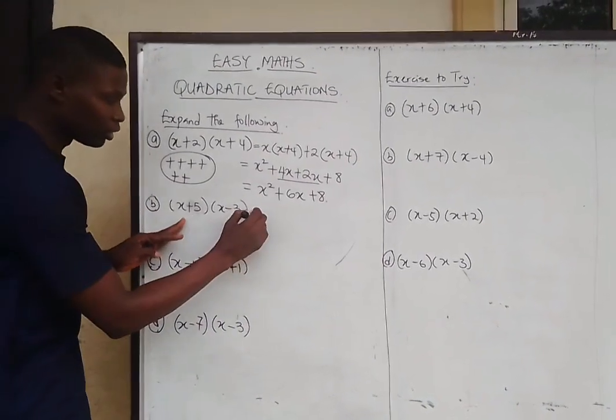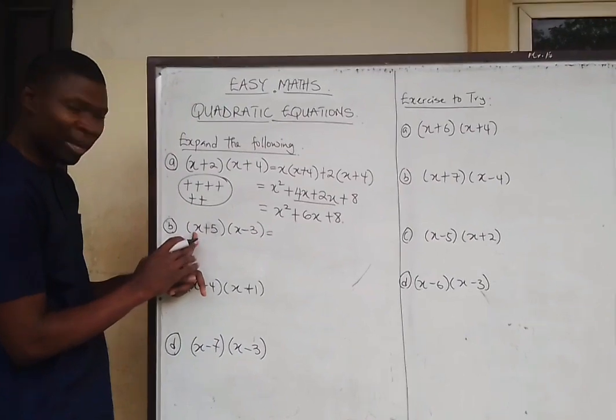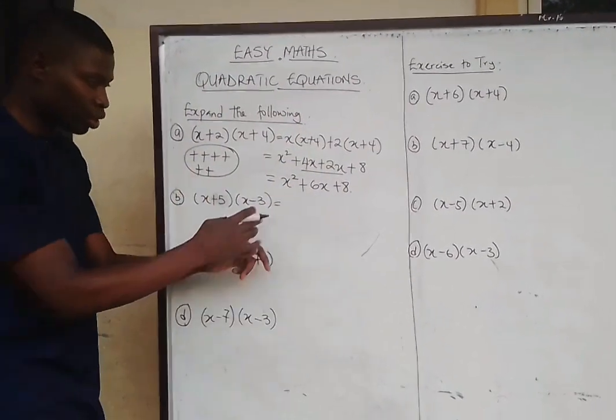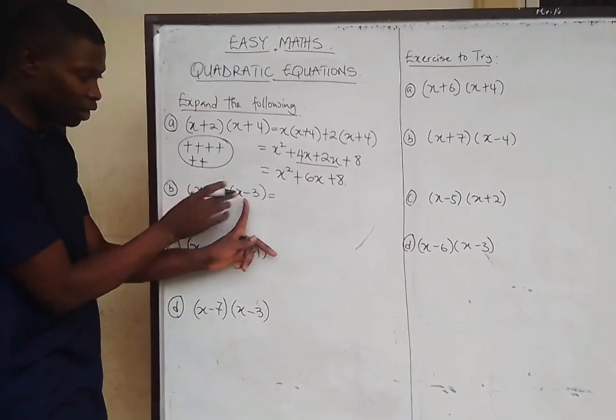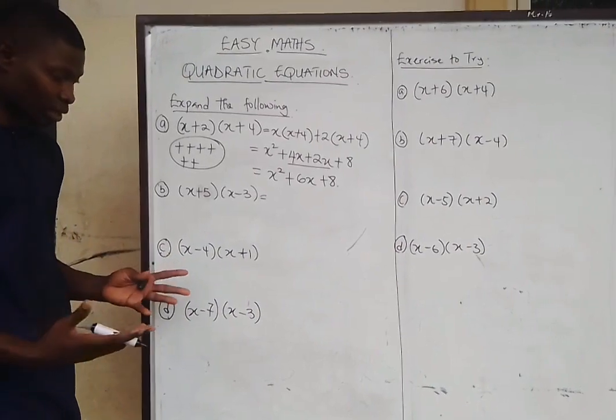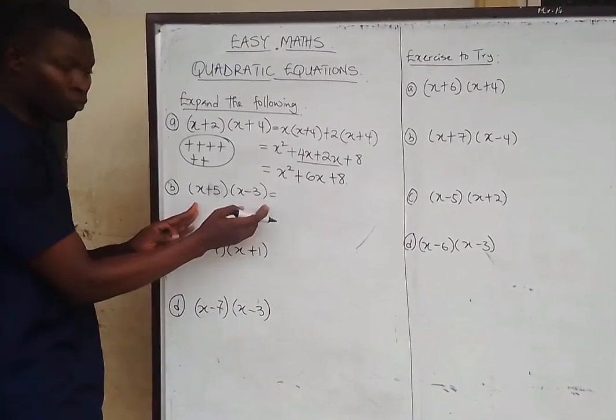We're asked to expand this. Don't forget what we did before. You pick the first number. You can do it the other way around and you get it. You can pick x here to multiply this, and you pick minus 3 to multiply this. Irrespective of how you do that, you will get your answer. Maybe we'll try that for this one. Let's move on with this one now.